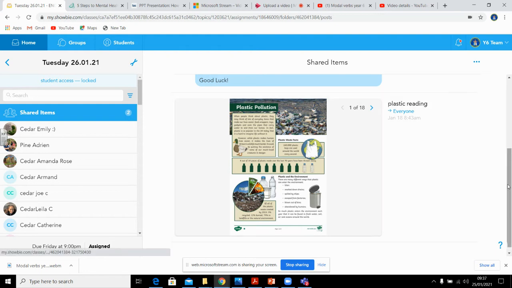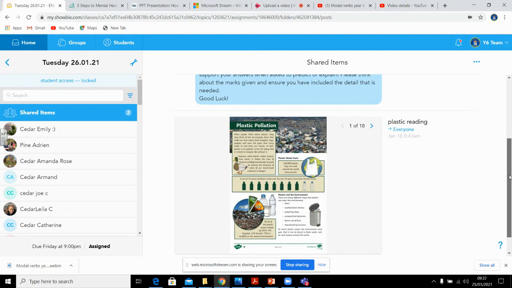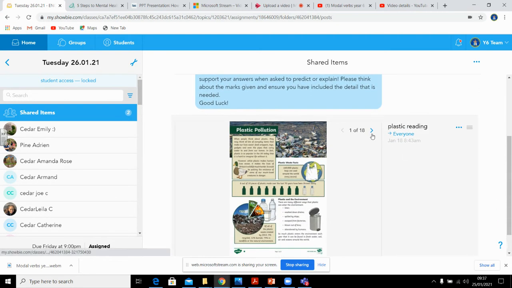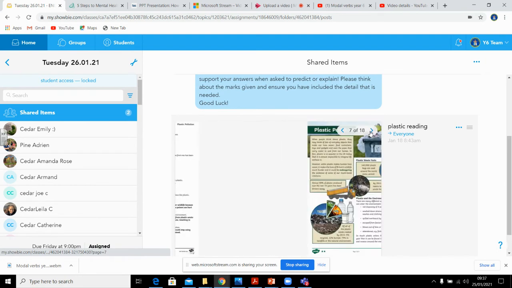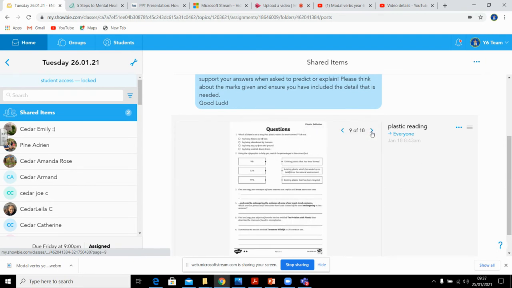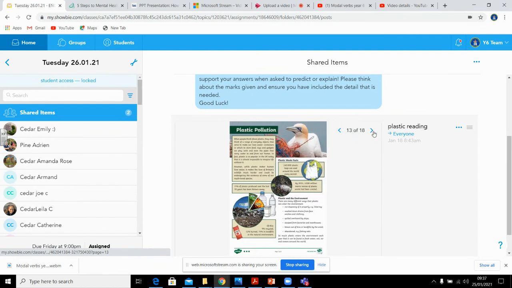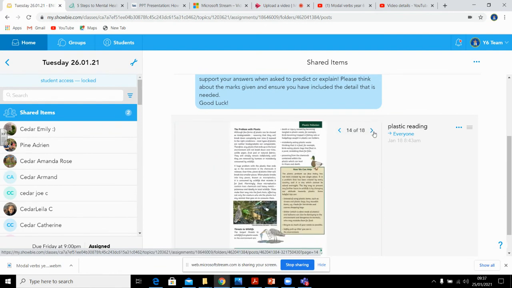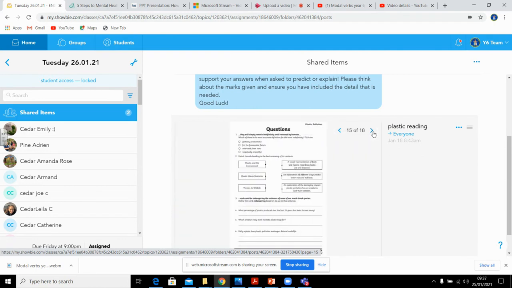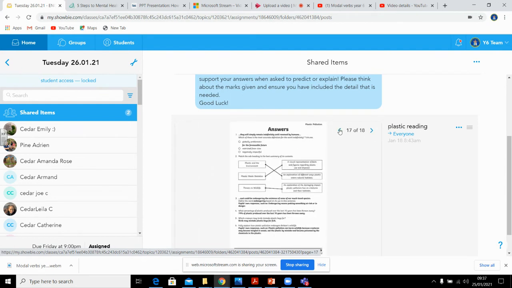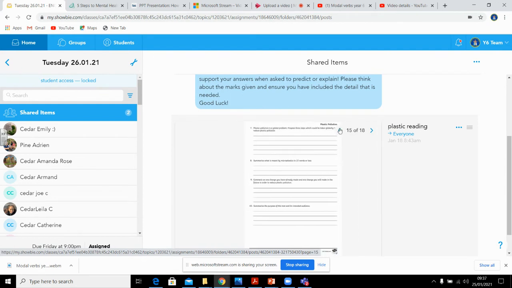So today, you are going to be reading through pages 13 to 18. So I'll just go to pages 13 to 18. You can leave all these other pages behind and start on page 13 with this information about plastic pollution. Page 14 again, you're going to read that one. And then you can answer the questions on pages 15, 16, and then the answers are on pages 17 and 18 for you to check.